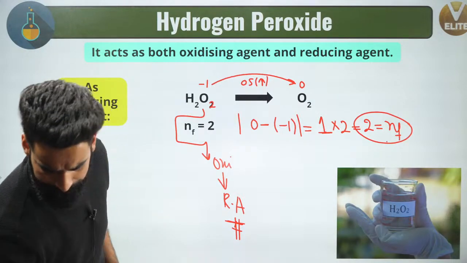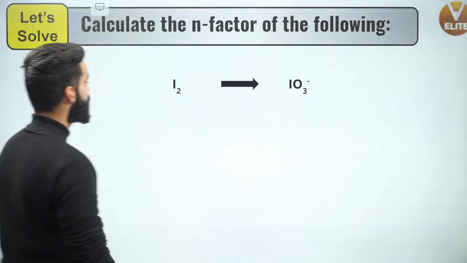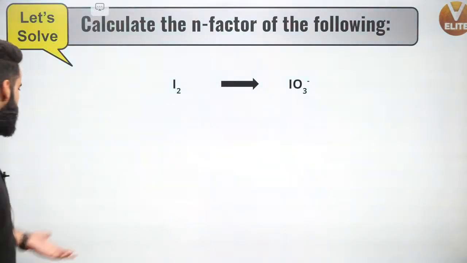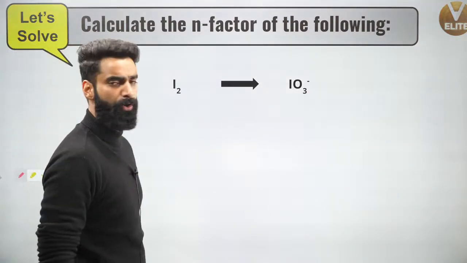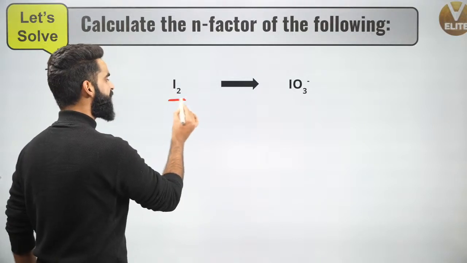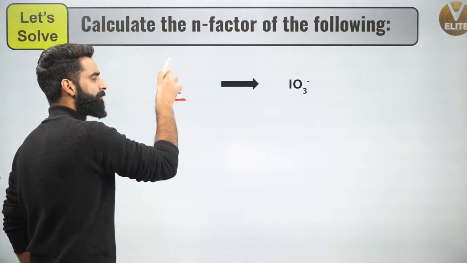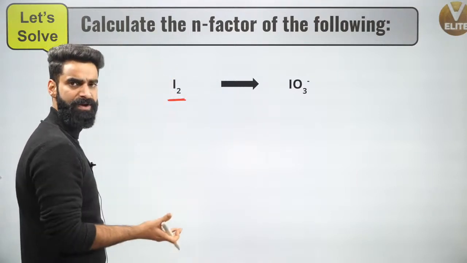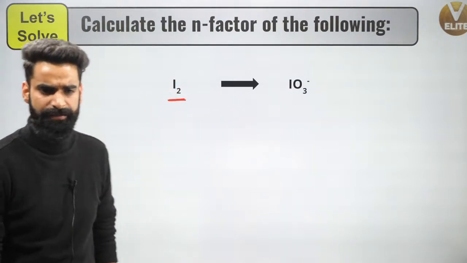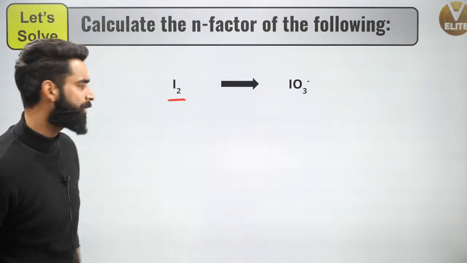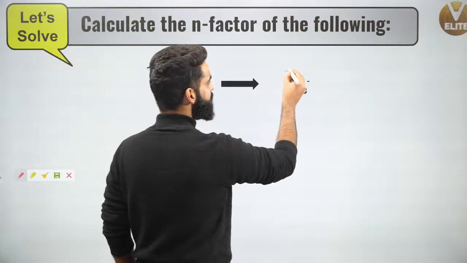Yes, moving on, guys. A few more interesting things right here. I'm going to give you questions. Let me see if you can answer these questions or not. This is the first question. Calculate the N factor of the following. Right here, I want you to calculate the N factor of I2, basically its equivalent mass. Equivalent mass is molar mass divided by N factor. If you know its N factor, you can divide its molar mass by its N factor. Very simple. You can easily kill it now, guys. The oxidation state of iodine right here is going to be 0. The oxidation state of iodine right here is going to be +5.